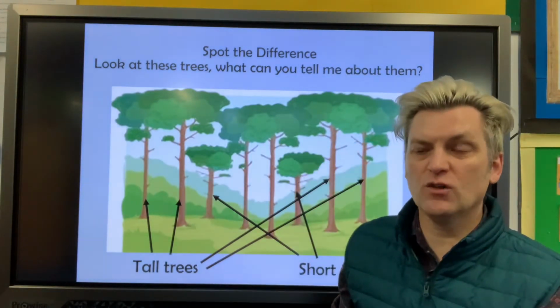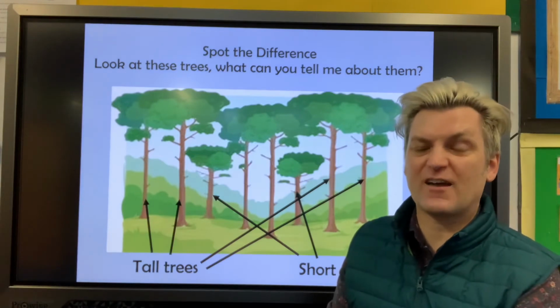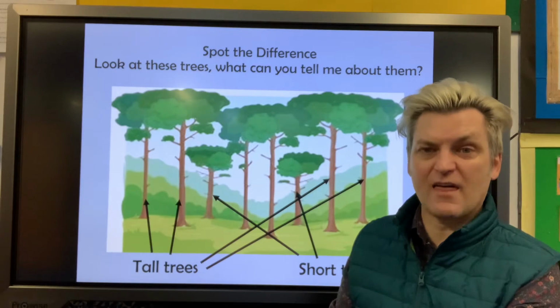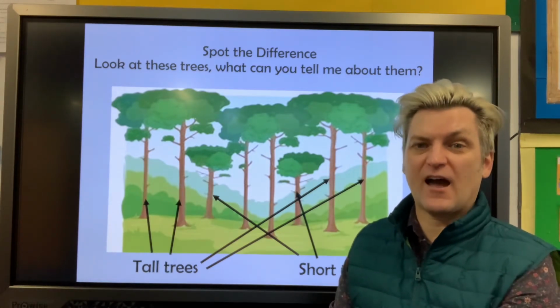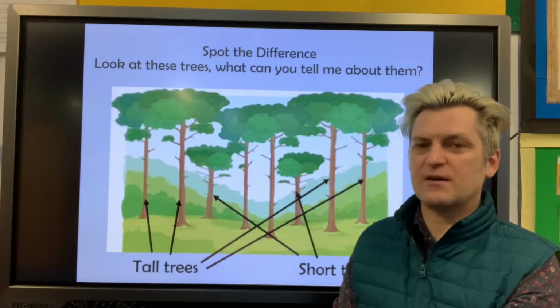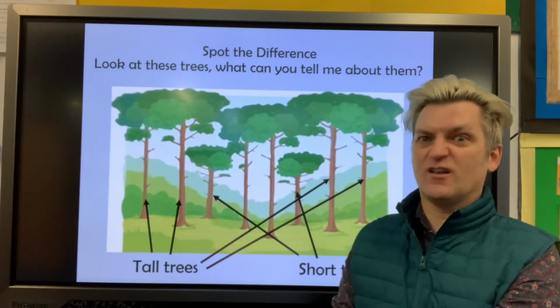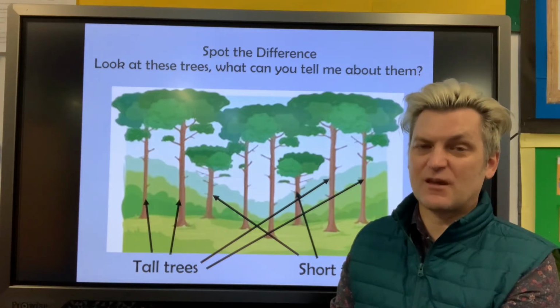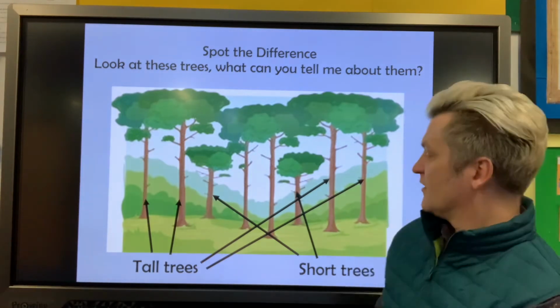Okay, so tall, it's going to be very, very high. And short, it's not very high at all. And I bet if you stand up straight at home, you might think that you're very, very tall. But do you know what? Sometimes, if you stand up very, very tall, a grown-up comes along and they're even taller, aren't they? So it makes you feel a bit short again.